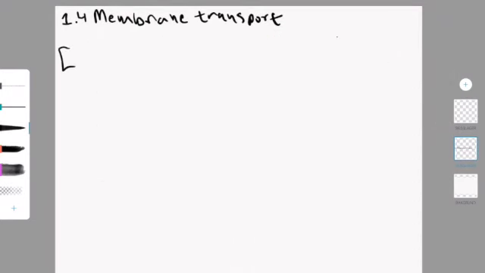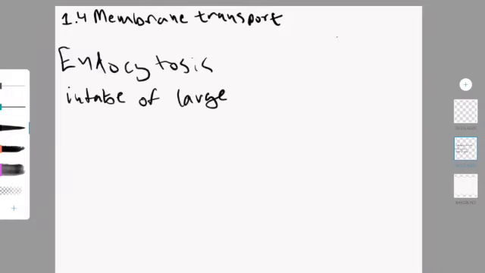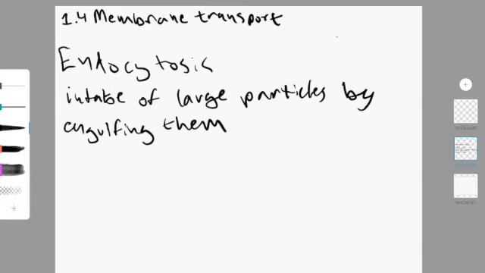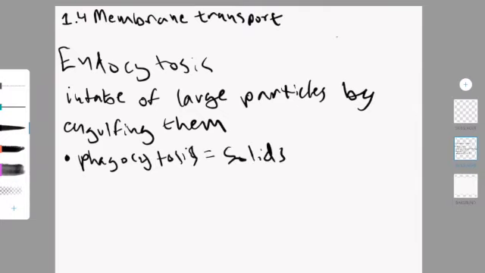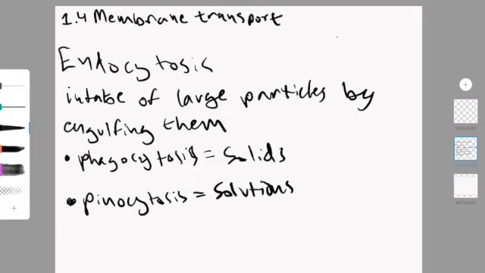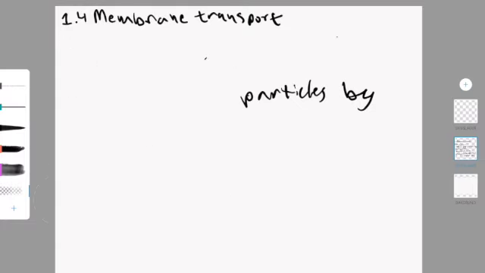So endocytosis is the intake of large particles by engulfing them. There is phagocytosis and pinocytosis. Phagocytosis is the intake of solids, meanwhile pinocytosis is the intake of solutions, usually by the intestinal cells. So endo is the intake and exo is the removal, if you remember from like two steps before.